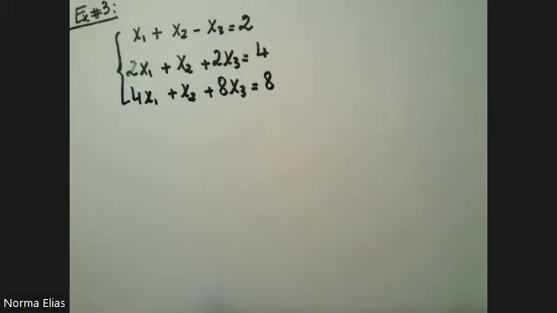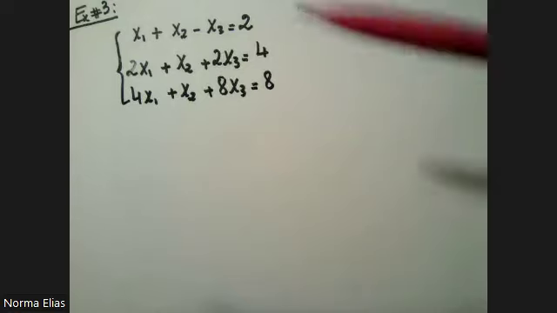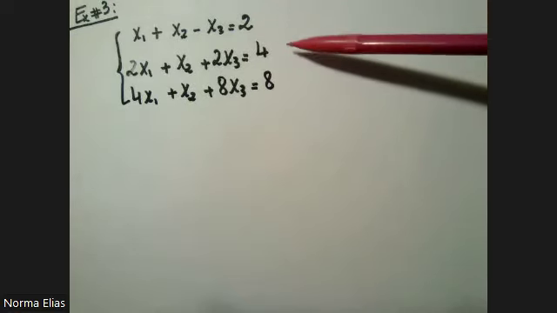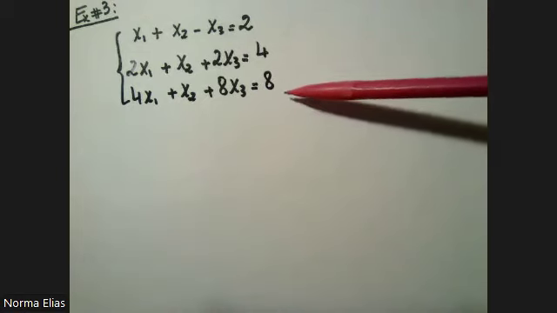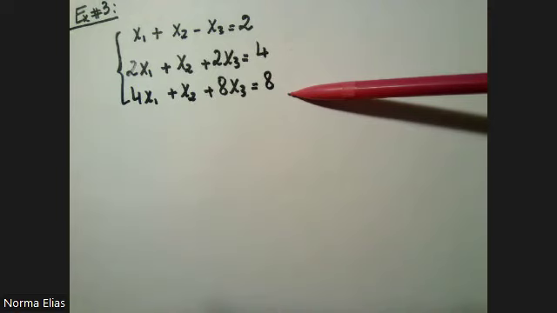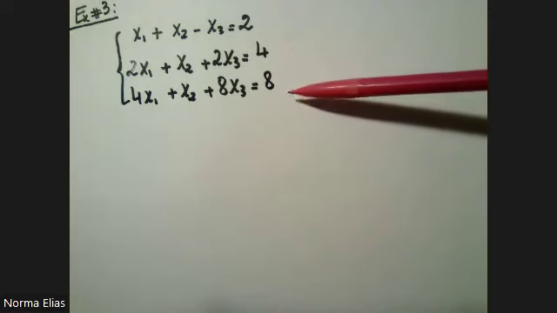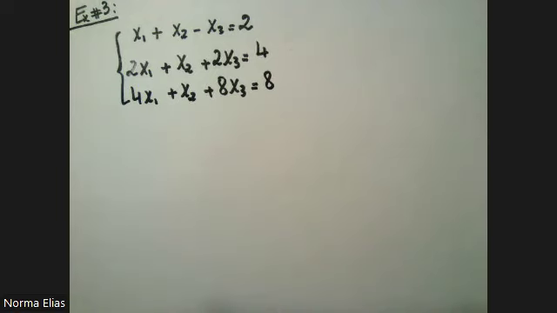So the following system: x1 plus x2 minus x3 equal 2, 2x1 plus x2 plus 2x3 equal to 4, and 4x1 plus x2 plus x3 equal to 8. Okay, we are always solving the same pattern. We take the augmented matrix, we're going to reduce it, we stop at the echelon form and see what is going on. All right, let's get going.